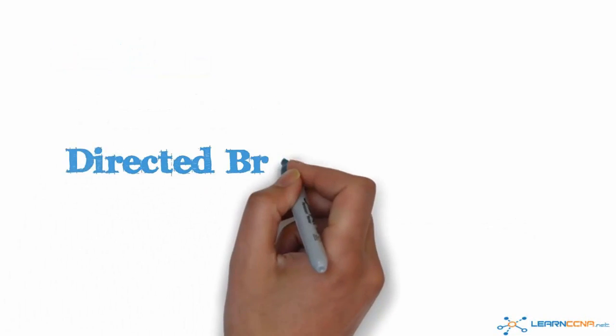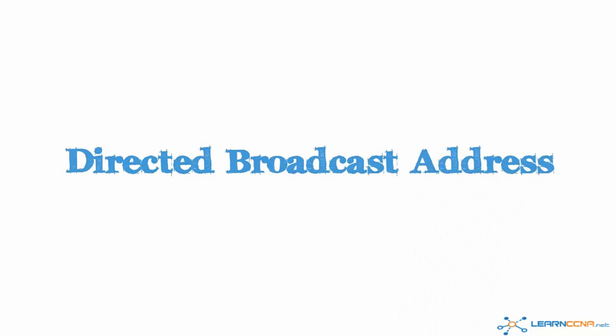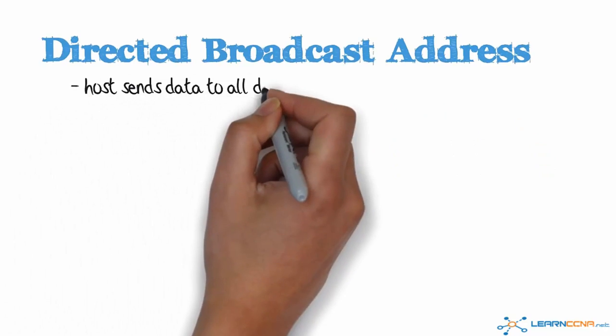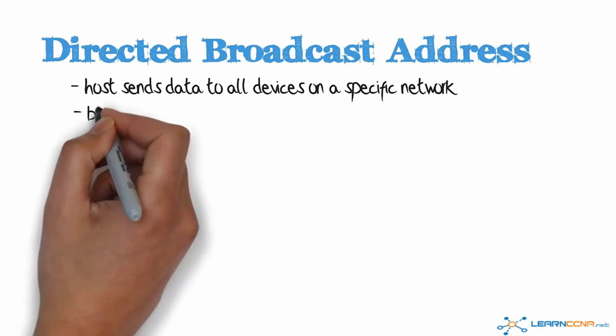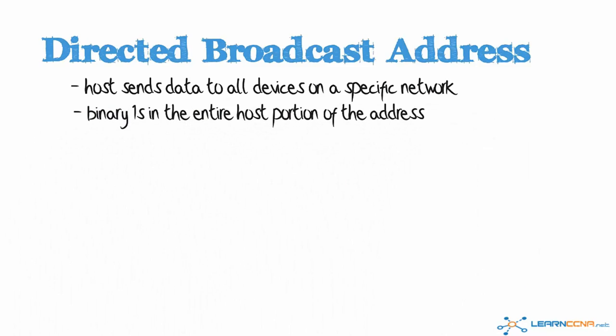So now let's look at some of the special addresses that you'll encounter in your networking career. The first one is the directed broadcast address. A directed broadcast address is used by hosts to send data to all devices on a specific subnet or specific network. In directed broadcast addresses, the entire host portion of the address is populated with binary ones.